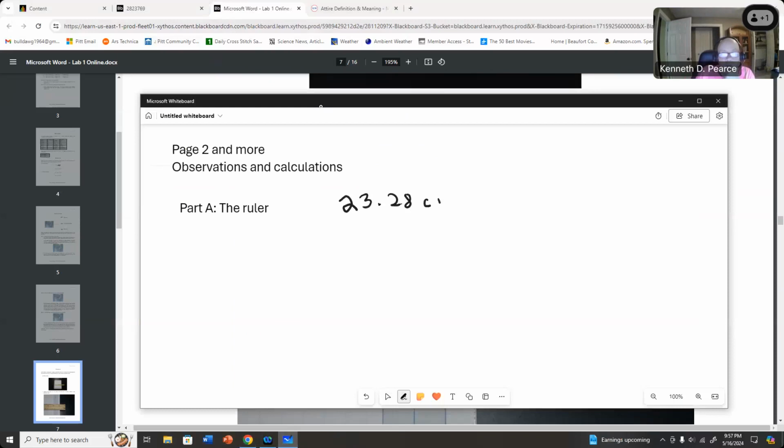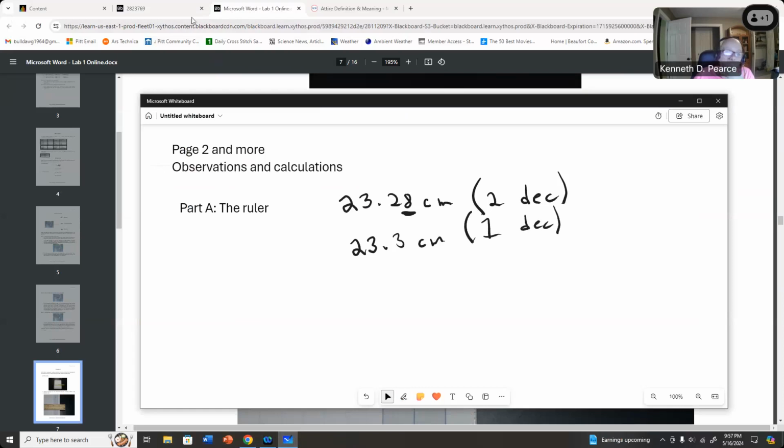And let's say we had a measurement in centimeters. How many decimal places do we have? We have 2. If we want 1 decimal place, we're going to have to round that 8 up. And so that becomes 23.3 centimeters. Okay, and that's the 1 decimal.